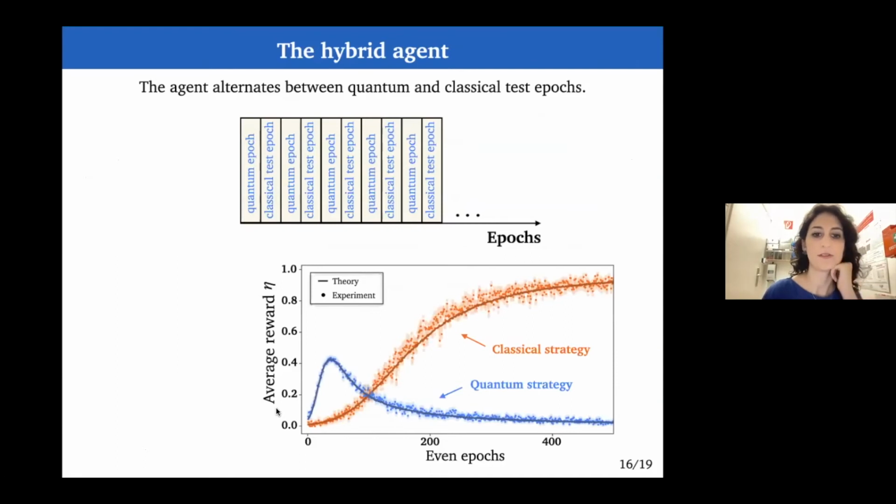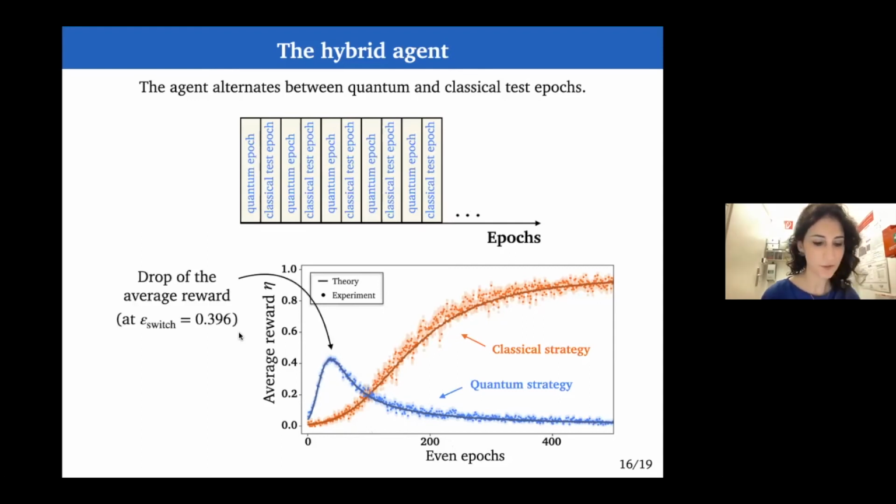If we plot the average reward versus the number of rounds, then what we see is that the blue curve is this strategy that I'm showing you here. In the beginning, compared to just a simple classical strategy, which is this orange curve here, you see that the blue curve goes up. It learns faster, and it achieves a maximum faster compared to the classical case. But then what you don't want is that it starts going down again.